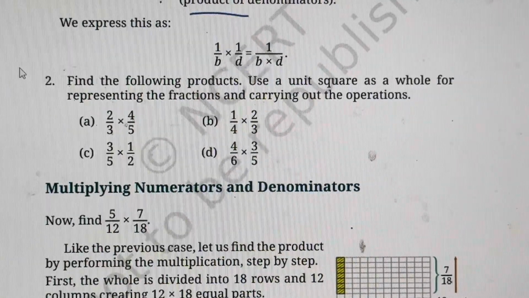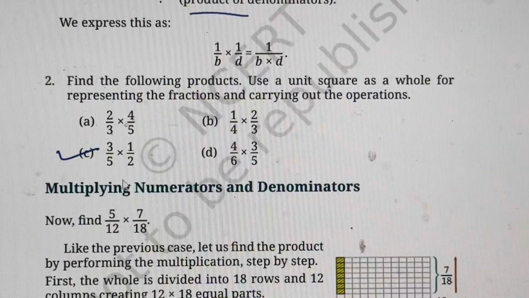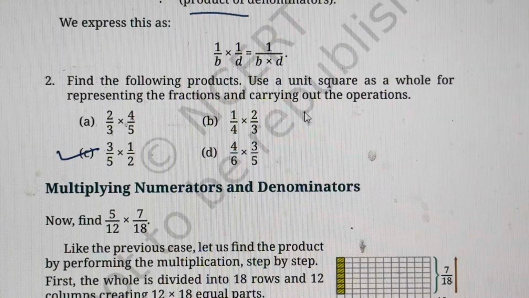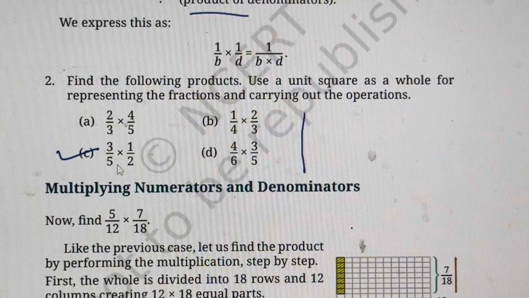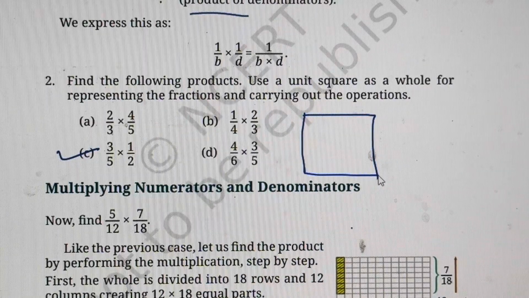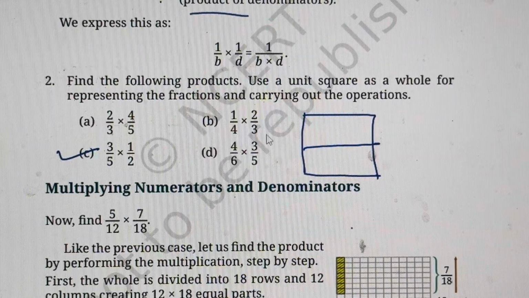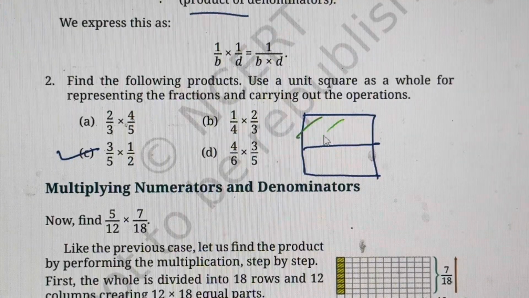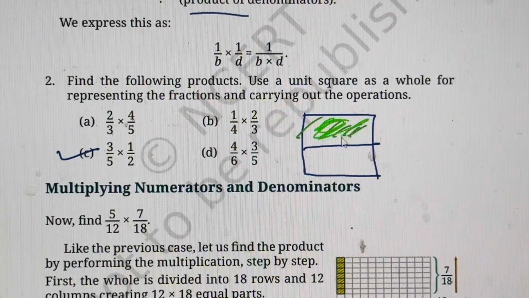Question 2c. Now I'll show you this question by drawing it here so that you understand the steps. The previous two I already drew the grid. So like this is 1 upon 2. So first we make a square and divide it into 2 parts, right, and shade it half. So this is representing half, this portion.